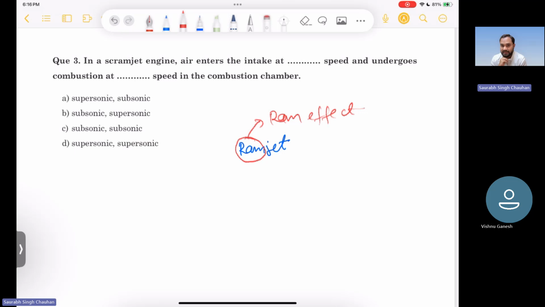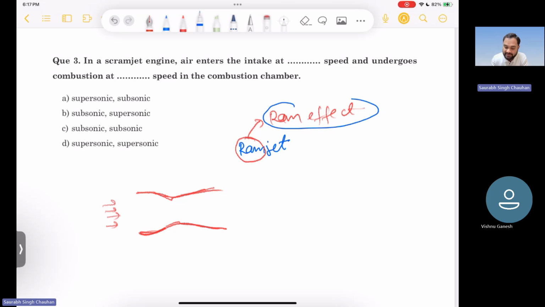So what is the ram effect? Ram effect is basically taking the advantage of moving air. Moving air means the air is coming inside and it has some momentum, right? Taking the advantage of that momentum, you can design your engine in such a way that without using any moving or rotating part, just using the design, this air can be compressed. For the exact design, you can refer to any textbook or any good source. But what you should understand here is that ram effect means taking the advantage of the momentum of the moving air to compress this air.